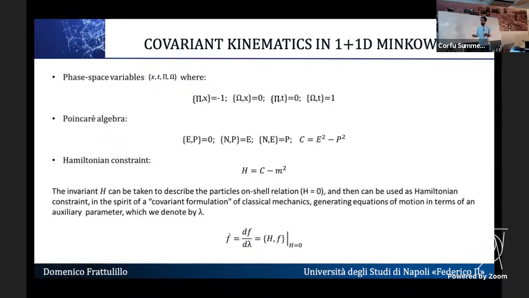If we calculate the Poisson bracket of the Hamiltonian with a generic function f of the phase space variables, and we consider the on-shell relation that is given by H equal to 0, we will call this f dot, that is the derivative of the function f with respect to the lambda parameter that we have introduced.